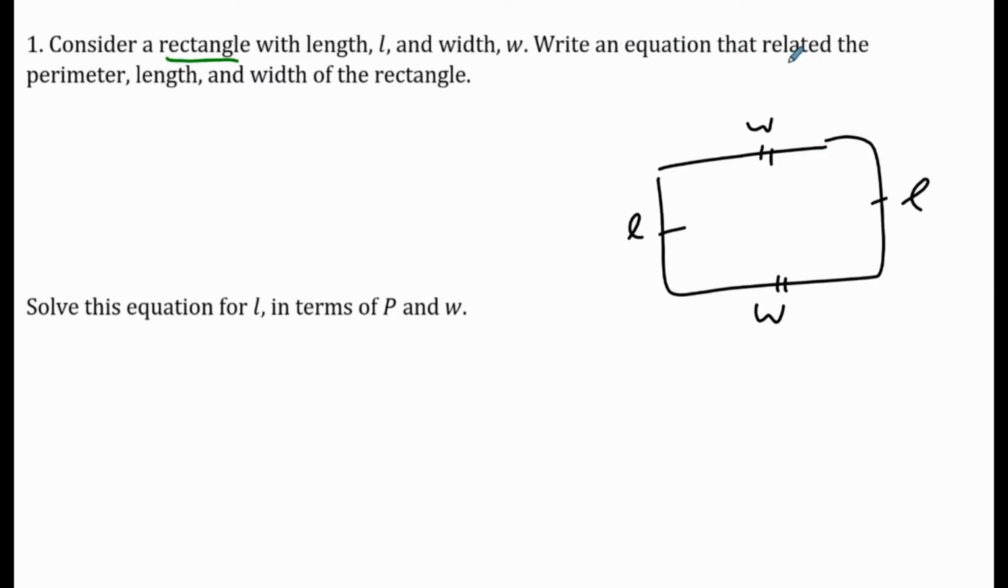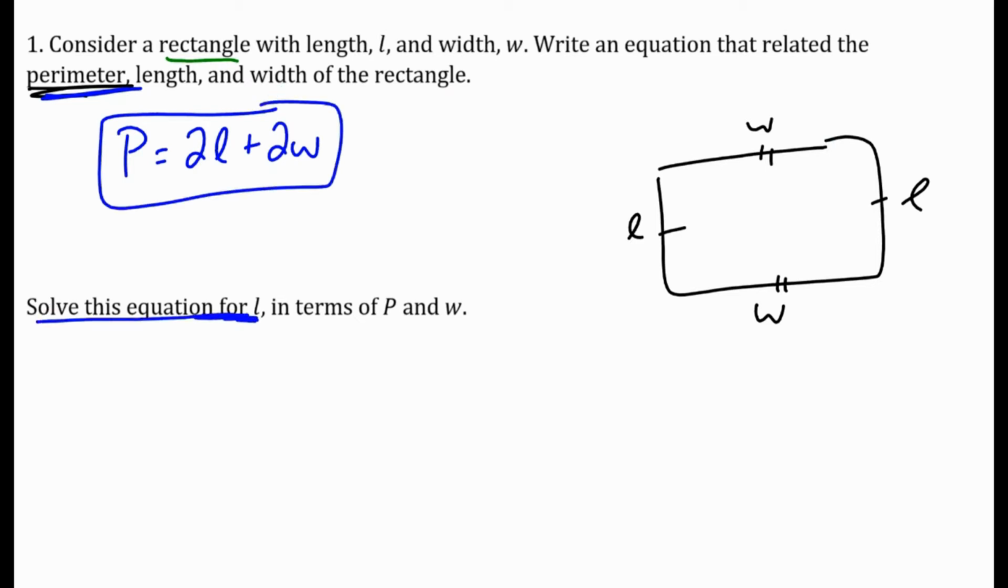Write an equation that relates the perimeter, length, and width of the rectangle. So what's the perimeter of any two-dimensional figure? Well, the perimeter is the total distance around it. If I was to run around this rectangle, how far would I have run? So the perimeter, well, how many L's are there? There's 2 lengths, and I need to add on 2 widths, L plus W plus L plus W. That's my perimeter formula.